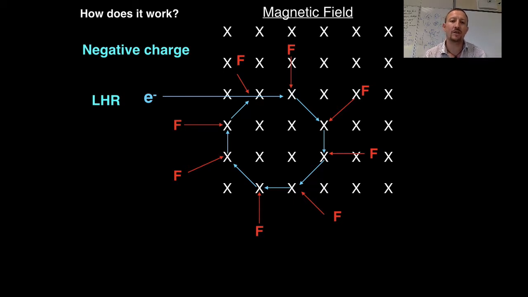But look what we've produced. Within that field, we've actually generated a circle. A circular motion has been generated if the magnetic field is big enough. Otherwise, what will happen is the electron will pass through the magnetic field and then just pass out.